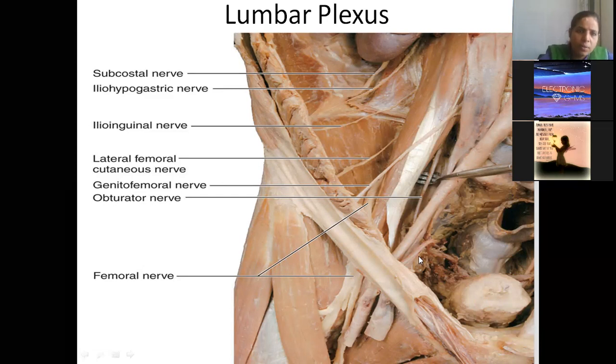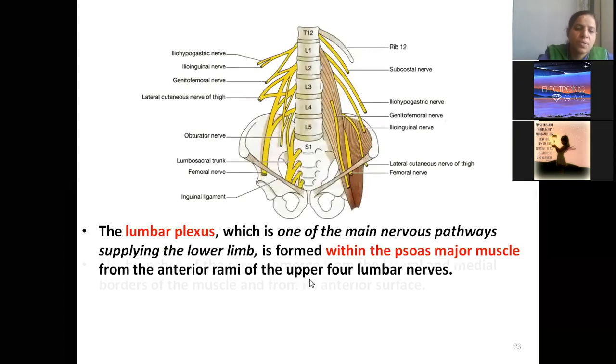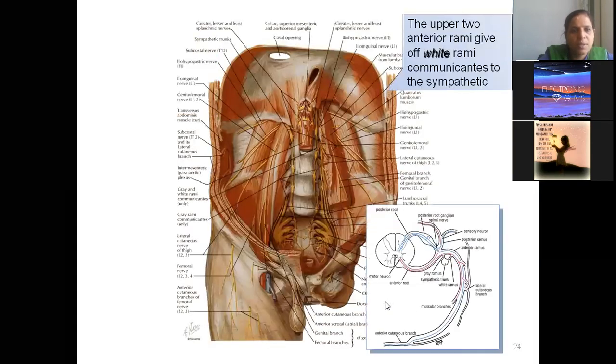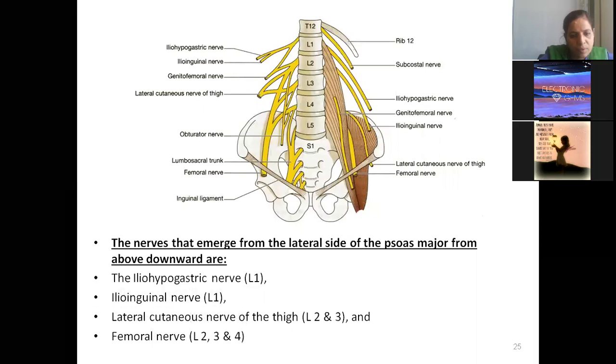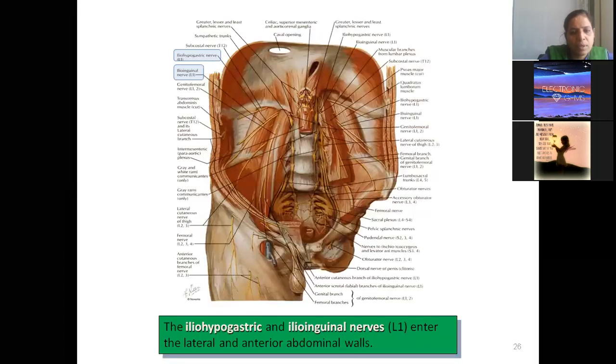Then below the inguinal ligament, this is the femoral triangle, no? Do you remember the structures? Femoral vein, femoral artery, femoral nerve. It's a repetition of what we have already studied. Everything I have told you.